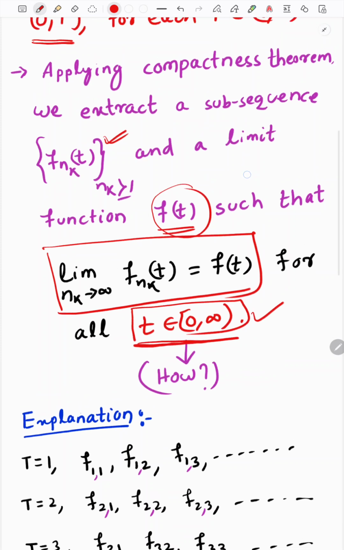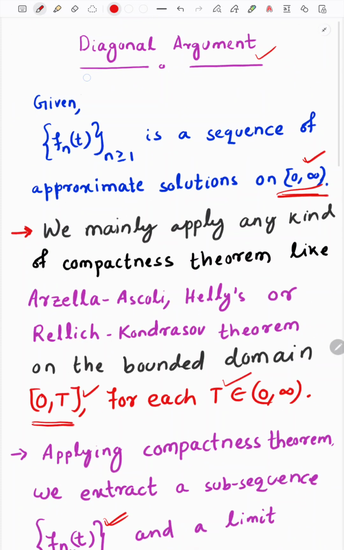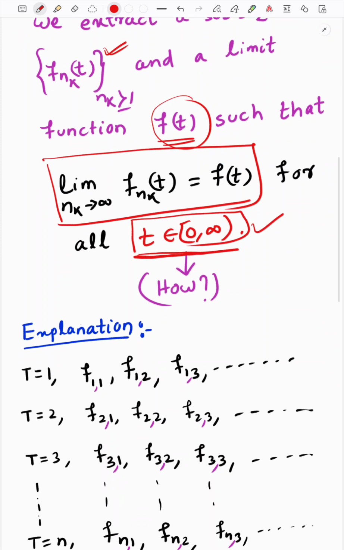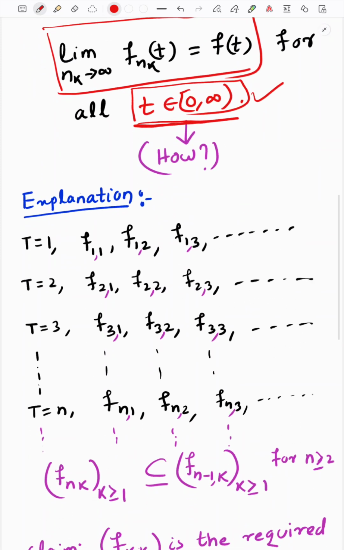But when we write this, we use a term called the diagonal argument or diagonal process. If you are not using this term then you are making some mistake. Sometimes reviewers ask about that. So the explanation for writing t belongs to 0 to infinity is given here.